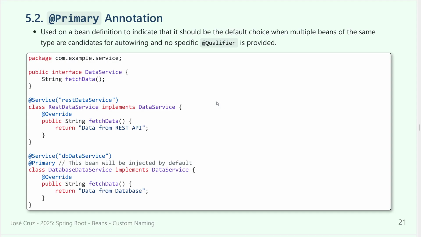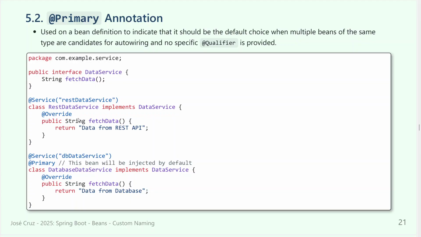The primary annotation is another way to find beans, and usually it doesn't care about the name of the beans. The main idea of primary is, again, if you have, for instance, this REST data service and database data service implementing the same interface, we have an ambiguity. And if you don't want to use the qualifier, we can use primary. The idea of primary is, okay, if you find ambiguity, try to find the bean that contains the annotation primary and use that. I don't care what the others are.